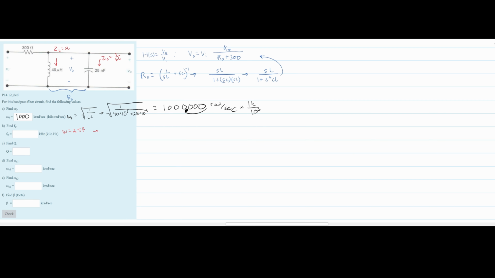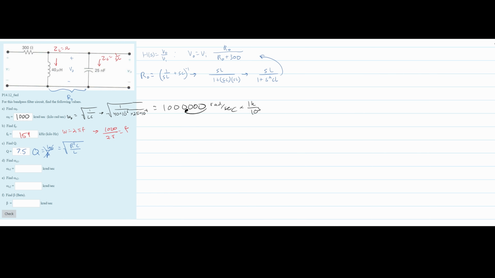So we're just going to plug in 1,000 divided by 2 pi for f, and this is going to give us 159 kilohertz. Now, to find Q, we can find it two ways. We can find it with omega naught over beta, or we can say that it's equal to the square root of R squared times C over L. Since we don't have beta yet, we're going to use this one. And if we do this, we're going to get approximately 7.5.